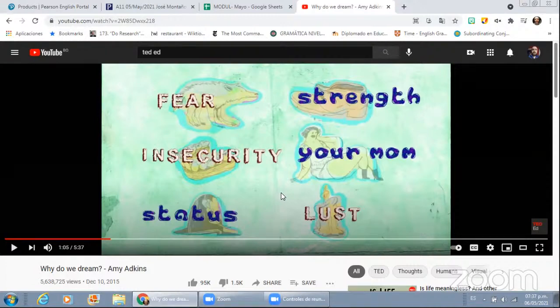Good. What about lust? This is a word many people are confused about, because they believe that this is the past of "lose" or something like that. But this is a different word, right? Lust. What do you think that lust is? It's lust.